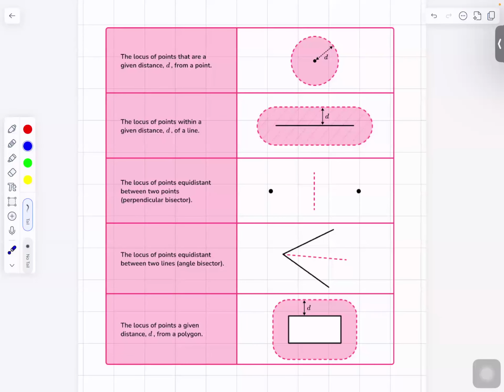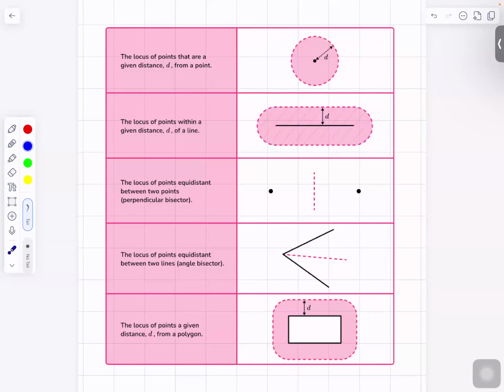The locus of points that are a given distance d from a point. If you have a point in the middle there, the locus is that circle. You get your compass, open it to the radius of the circle, and then draw the circle. That d represents distance from the point. And then the second one, the locus of points within a given distance d of a line. That distance d from that line is the same all around. Your compass will draw a semicircle there, and a semicircle there.